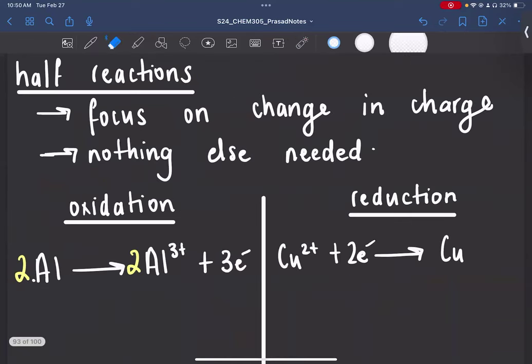Previously, we discovered that this is the single half reaction for a single aluminum atom in this reaction. But there isn't just one aluminum atom, is there? There's two. So you will have two aluminums forming two cations, and in total, six electrons will be lost.